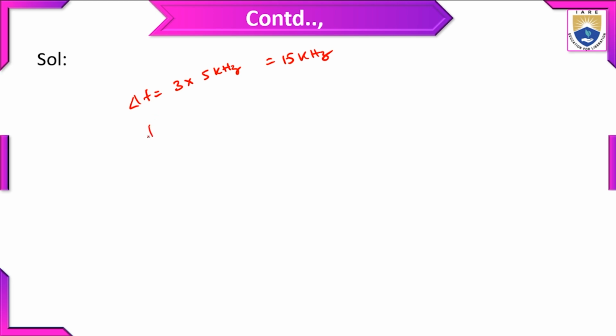Further, the FM is reduced to 1 kilohertz. Now, what is the new bandwidth? Okay. So the bandwidth is 2 into delta F. Delta F is 15 plus FM 1. Okay. So 2 into 16, so 32 kilohertz. So that is the new bandwidth. Initially we got 14 kilohertz. The bandwidth is now increased to 32 kilohertz. Okay. So this is the solution for the 9th one.